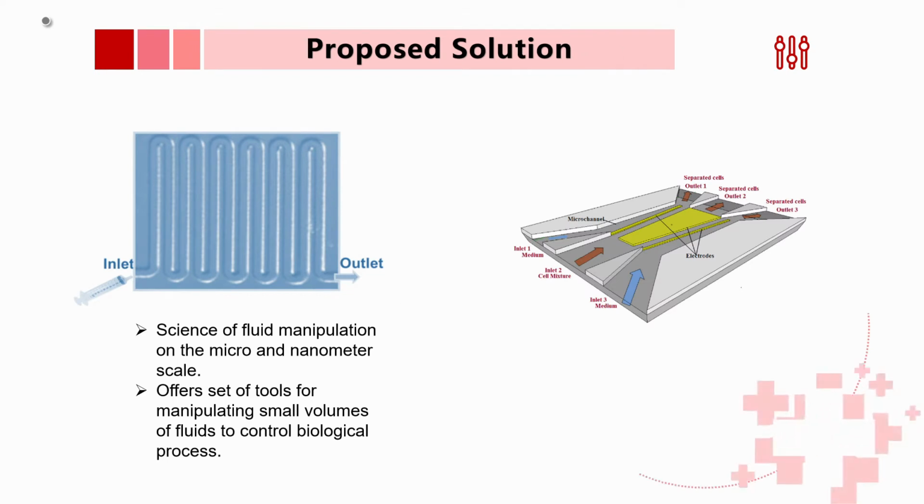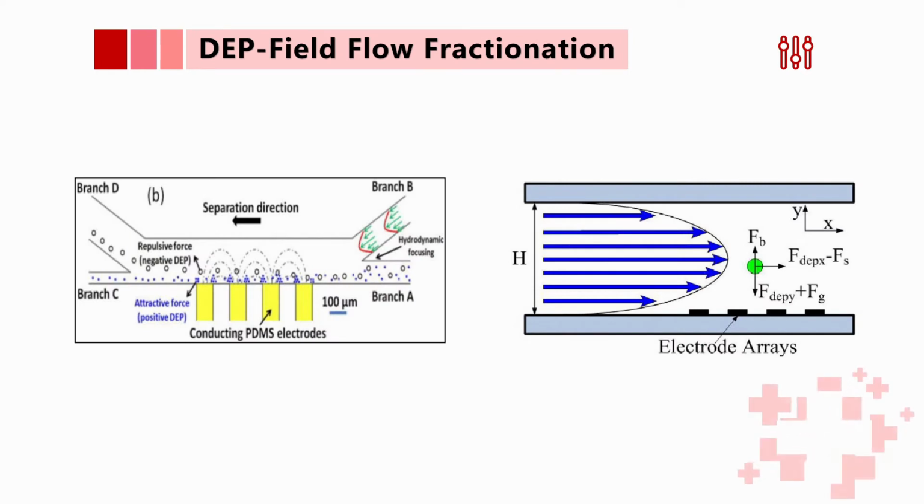So the method we used here is microfluidics. Microfluidics is basically the science of fluid manipulation on a very small scale, like micro or nanometer. So it actually offers a way to manipulate small volumes of fluid to control biological processes. There are many approaches and methods that can be taken with microfluidics in order to operate cell sorting. The specific method we used for this project is called field flow fractionation.